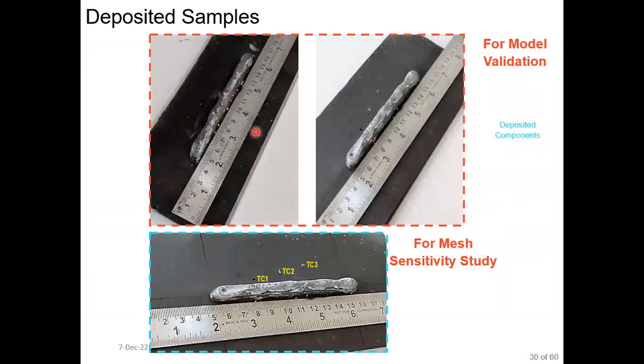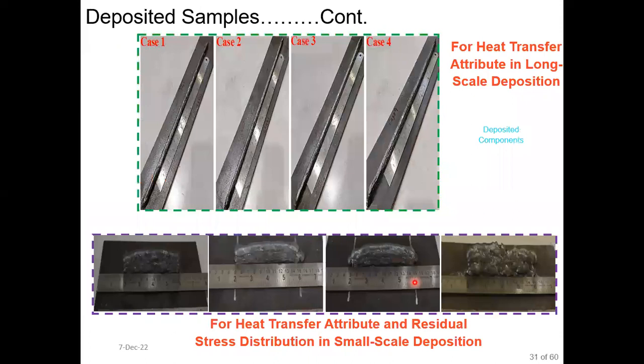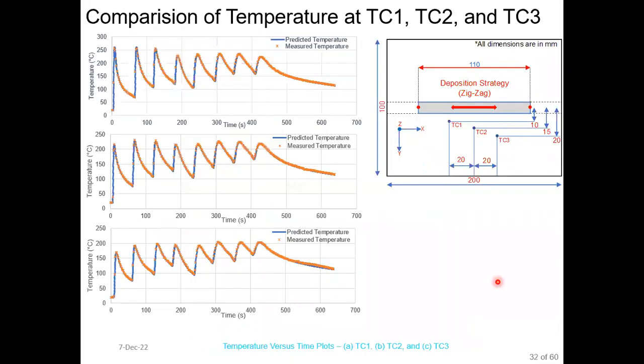This slide is showing the deposited components. The first two deposited components represent those two case studies which I discussed in the previous slide for the model validation. And this component is for the mesh sensitivity study. And these four components are related to the parametric variation study, along with those samples as well. These samples represent long scale deposition, and these samples represent 4 different case studies of small scale deposition.